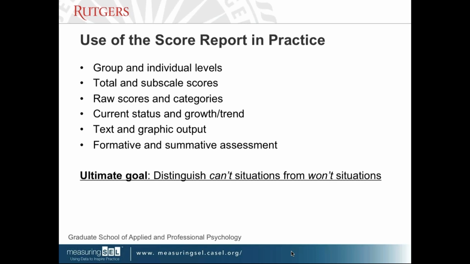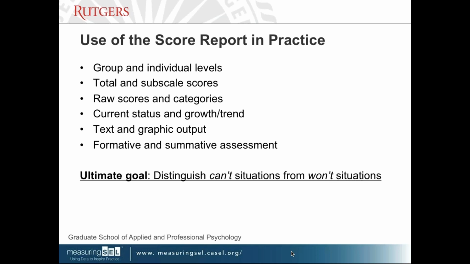Scores are going to be raw or at an interval level and also categorical to give an idea of what an average range is, below and above average ranges, and also high and low ranges in terms of knowledge of these skills. We're going to give reports in terms of current status and also growth and trend or change. We don't want to just know what the socio-emotional competence is, but how much it's growing in response to teaching. We're going to provide textual and graphic output to make it easier to understand where the areas to address are.